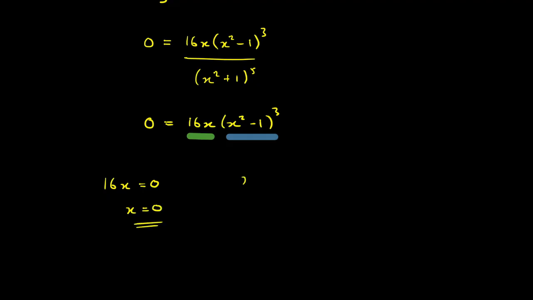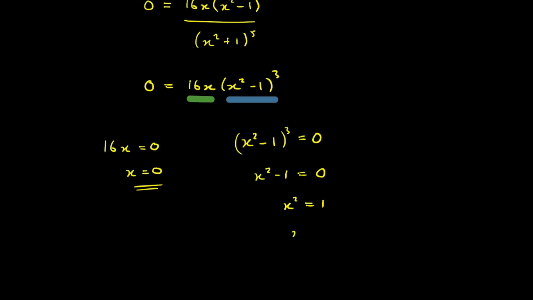Or alternatively, x squared minus 1 to the power of 3 is equal to 0, which means that x squared minus 1 is equal to 0, which means that x squared is equal to 1. And of course, if I then square root that, I get that x is equal to plus 1 or negative 1. Okay, so I get the three solutions there.